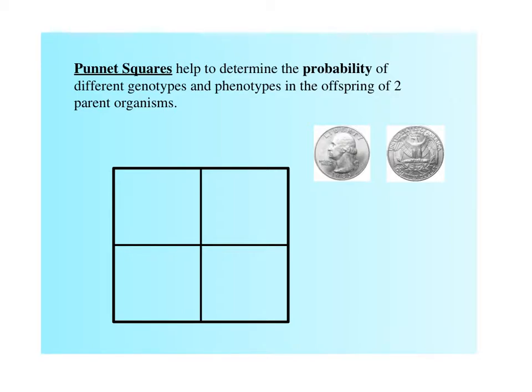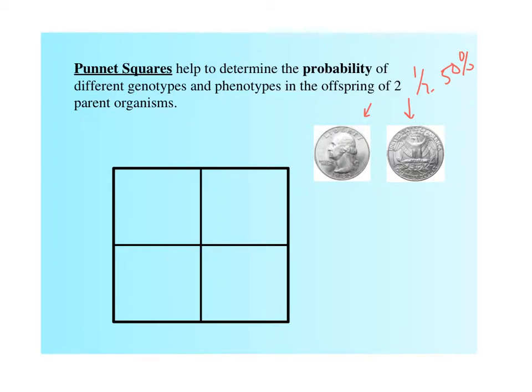All right, on to the Punnett squares. So Punnett squares, you use them to help determine the probability of different genotypes and phenotypes in the offspring of two parent organisms. So probability, what is probability? These are obviously quarters, and I'm guessing you've probably flipped a quarter to see if it's heads or tails. Well, the probability of that is 1/2, or 50%. It's a 50% chance of flipping a heads or flipping a tails.